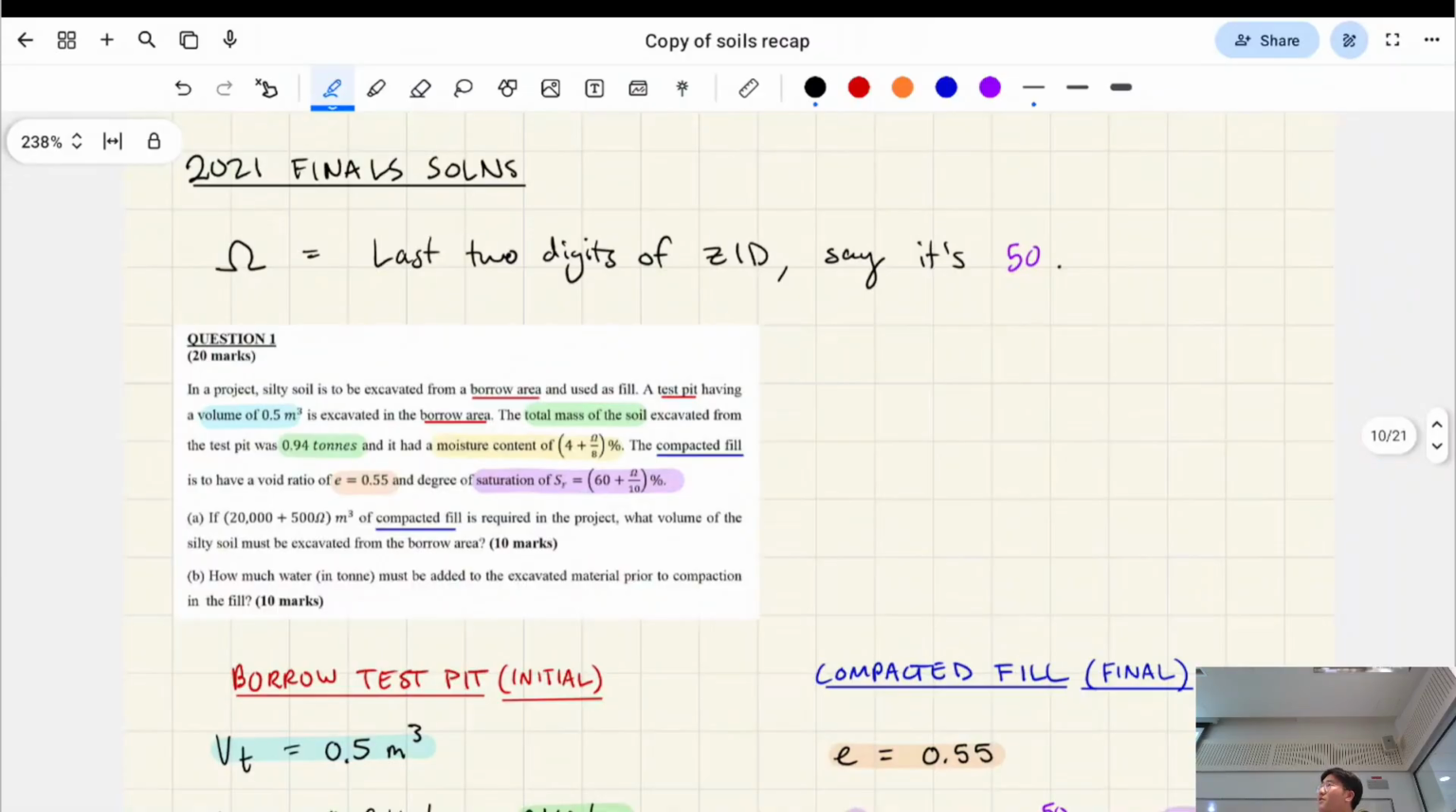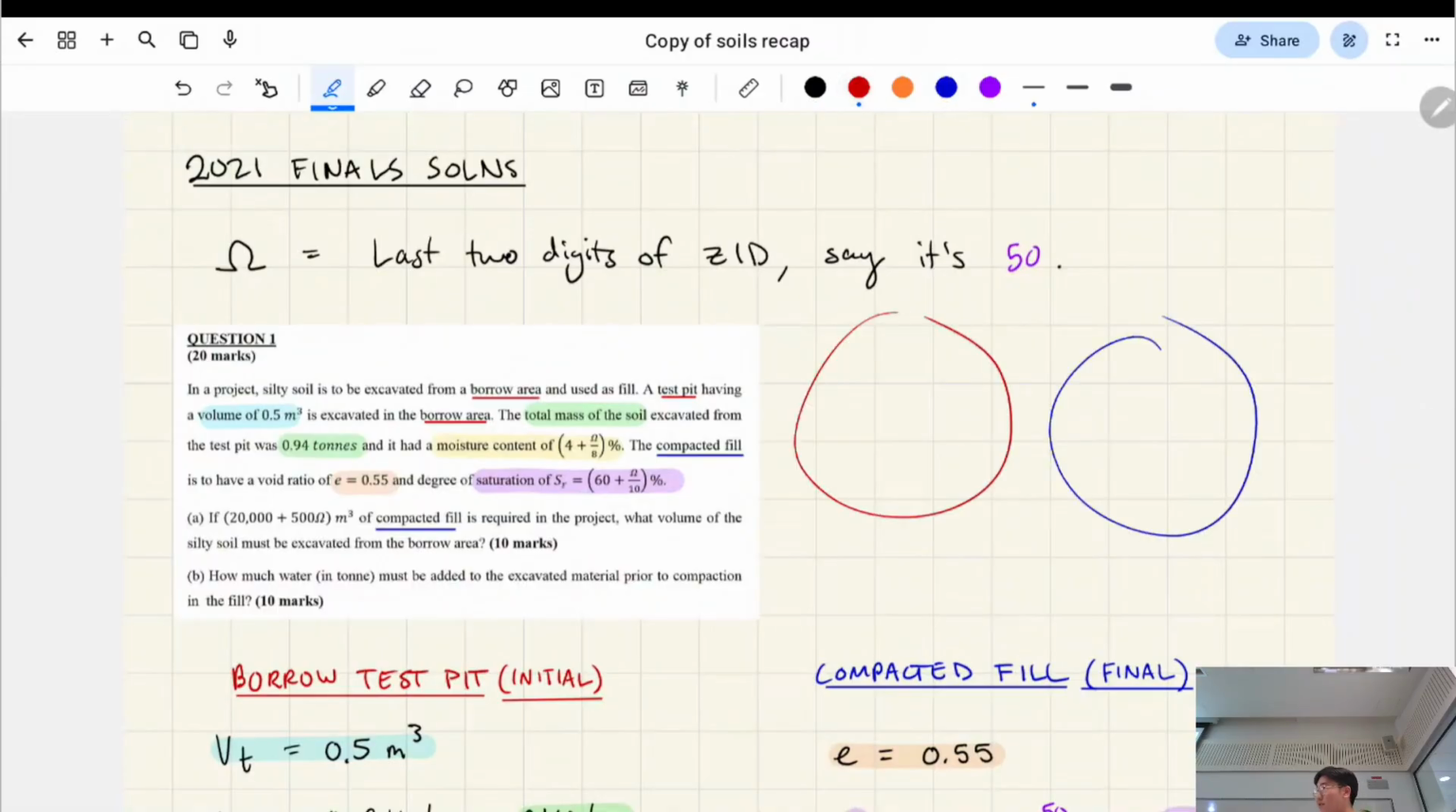Okay, so phase diagrams here. Basically, the idea of a phase diagram is that you have two general areas that you're working with. The first one is the compacted fill. This is basically a hole that you want to fill with dirt. And then the other one is your borrow. You think of this as an infinite pool of dirt that you can get soil from. Doesn't matter what it is, it could be a quarry, it could be whatever. So you have essentially an infinite volume.